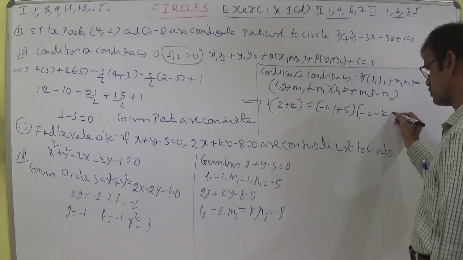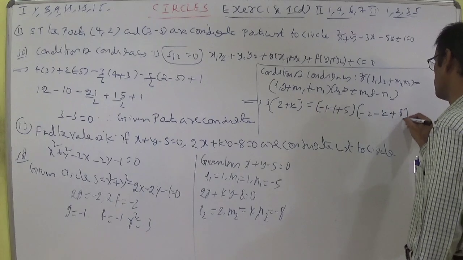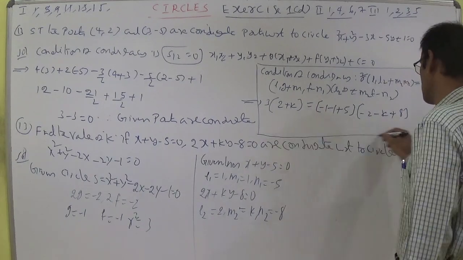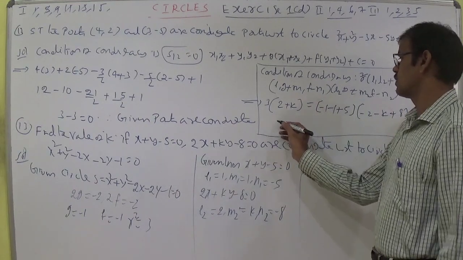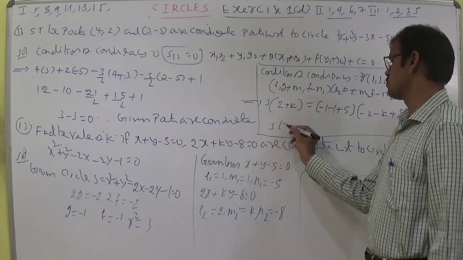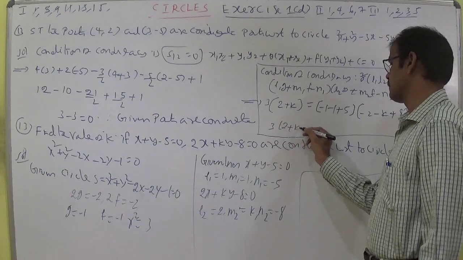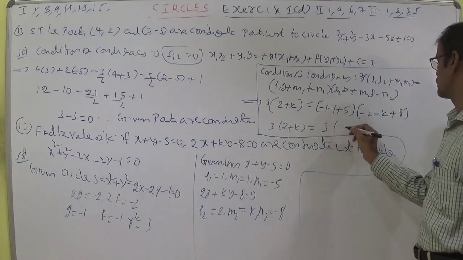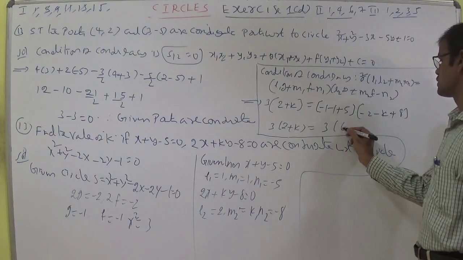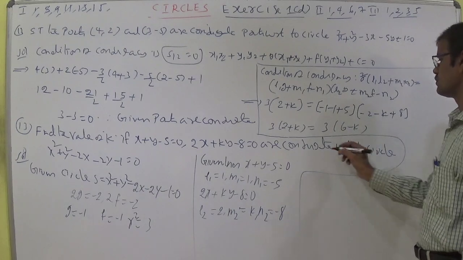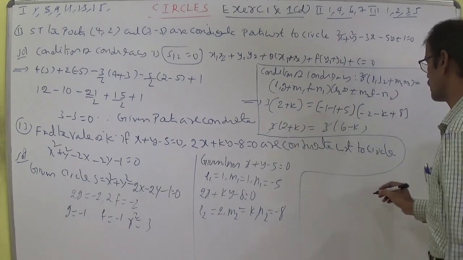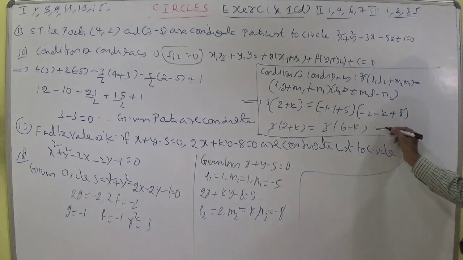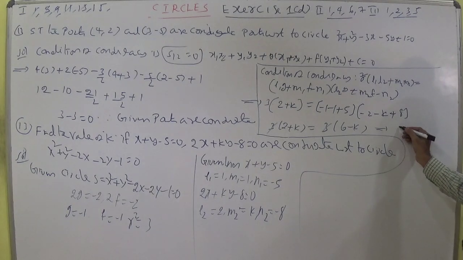Minus N2. It is plus 8. Using the formula, you can write here 3 into 2 plus K equal to, this is 5 minus 2, this is 3 into 8 minus 2, 6 minus K. 3 can be getting cancelled. You can write here 2 plus K equal to 6 minus K.